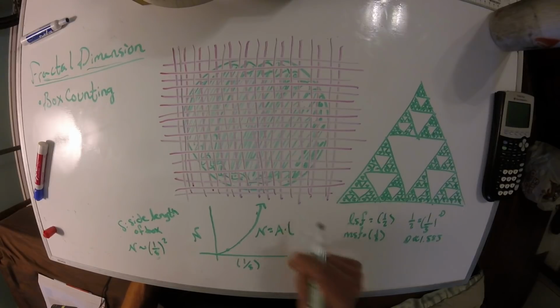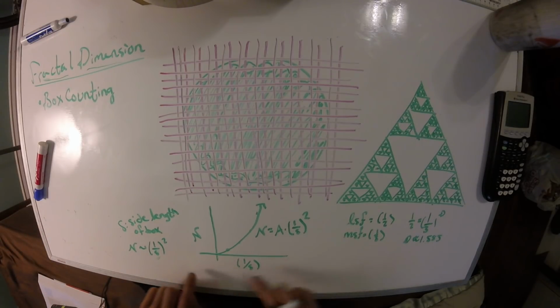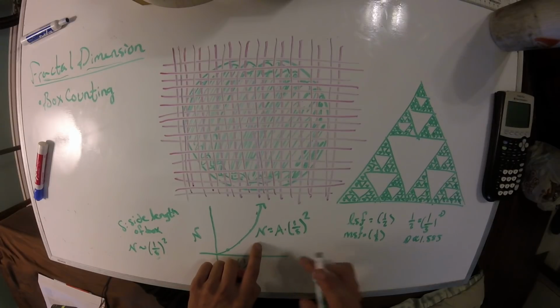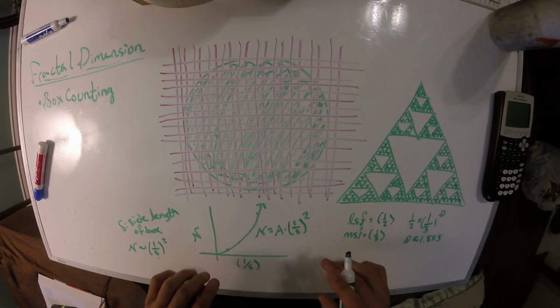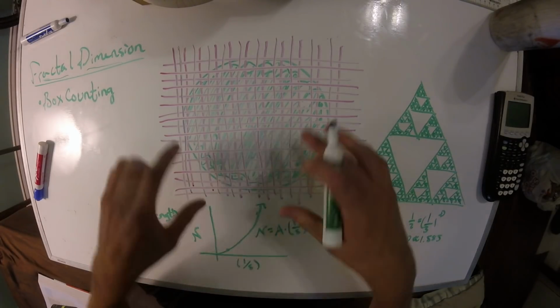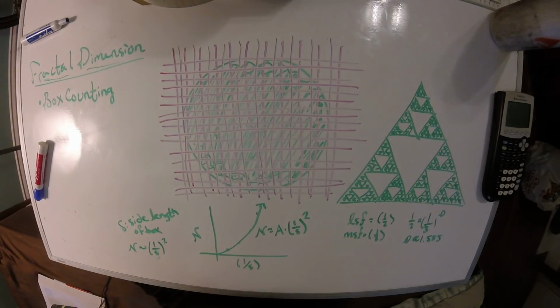So we would get some line that shows that n is equal to a, which is some number that we don't really care about, times 1 over s squared. This should be true. This will be true for this circle because the circle is dimension 2.